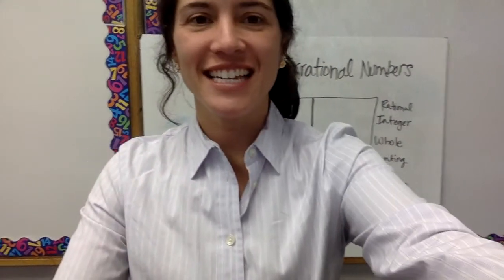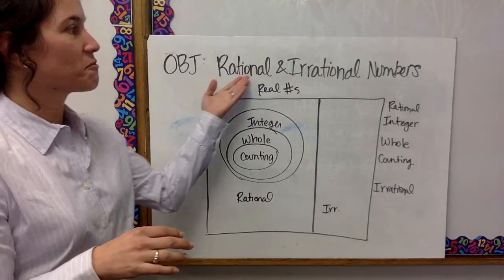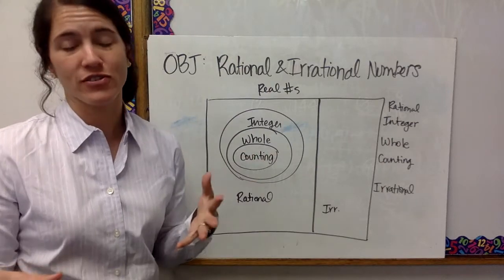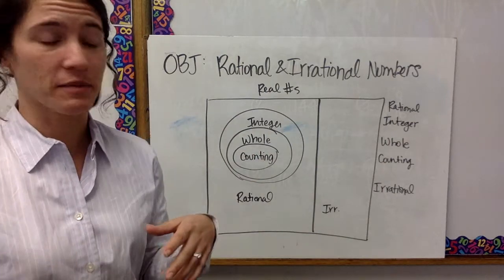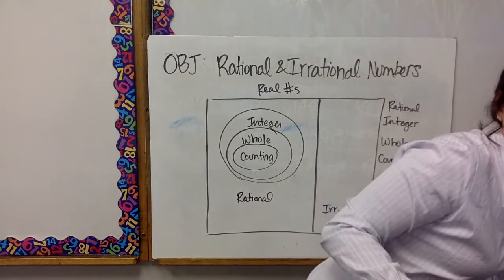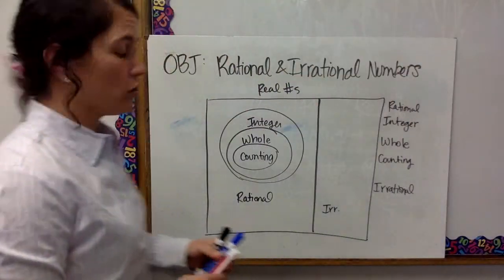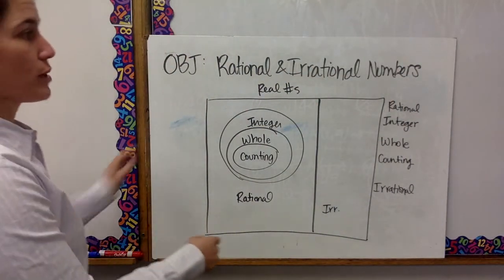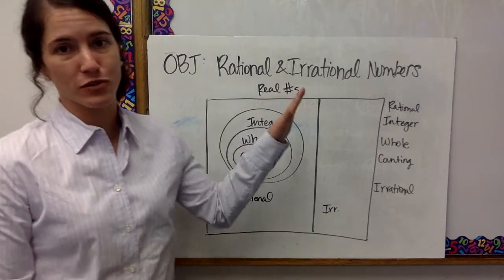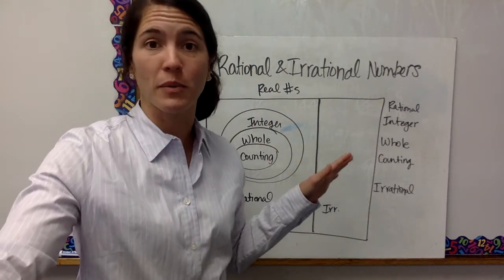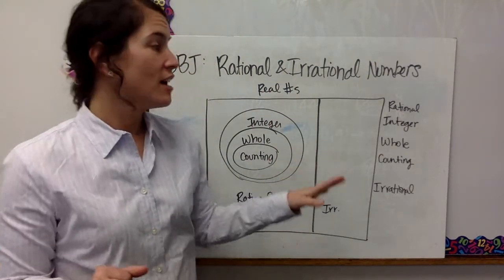Hey y'all. Today's objective is rational and irrational numbers. So in the number system, we have rational, irrational, and those all form the real numbers. So you notice I have real numbers. So we're talking about real numbers. There is such thing as imaginary numbers, but we're not addressing that today.